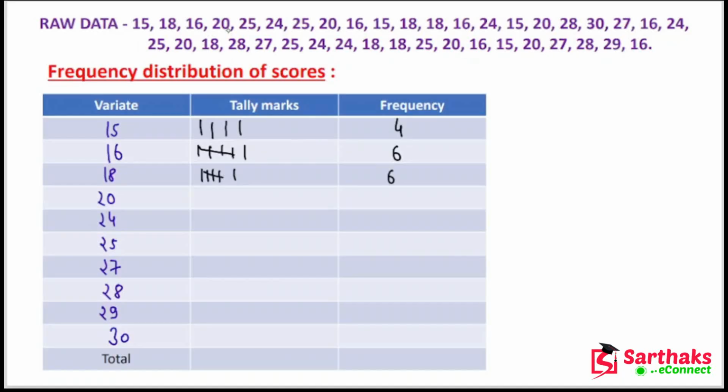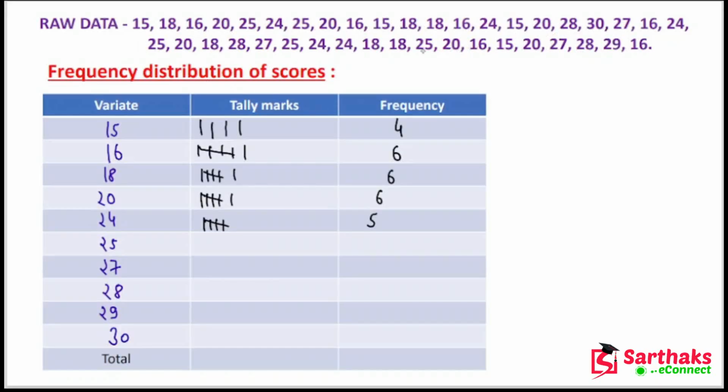Then we have 20. 1, 2, 3, 4, 5. Okay, so we have 20 only 5 times, right? No, it is 6 times. 1, 2, 3 in the upper line and 3 in the second line. Okay, so 6. So in this way you can commit some mistakes while counting, right? So you should be very careful. 24: 1, 2, 3, and we have 4, 5. So 24 is 5 times. Then we should count 27.